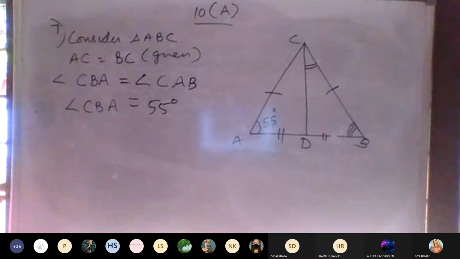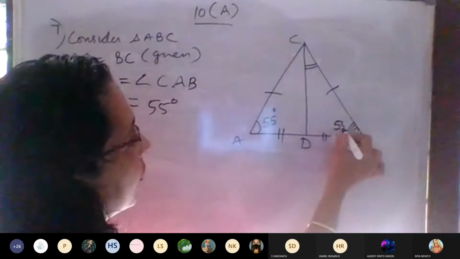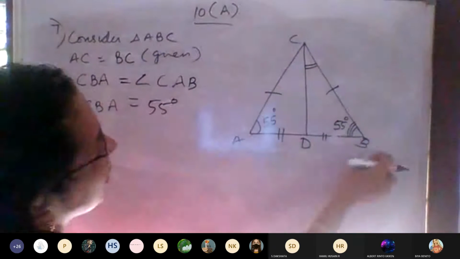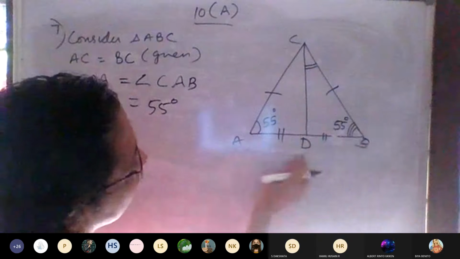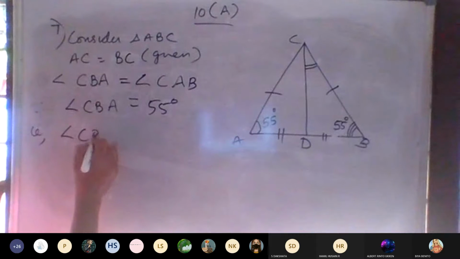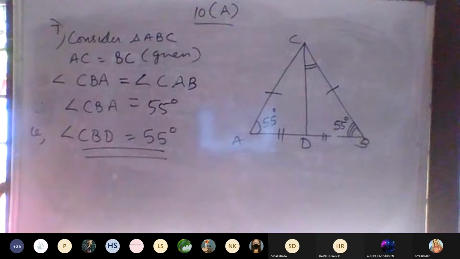CBA, we got it as 55. What is our question? That angle only we have to find out. Instead of CBA, we can write CB. Don't go to A, up to D is enough. That is angle CBD is equal to 55 degrees. We got the first part, CBD is equal to 55. Underline that.